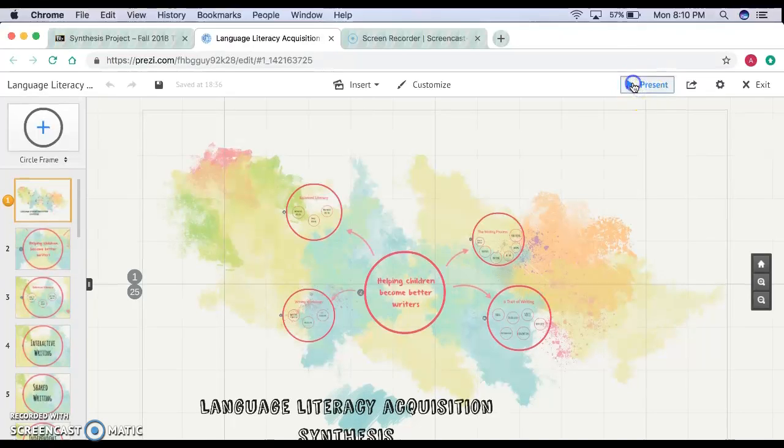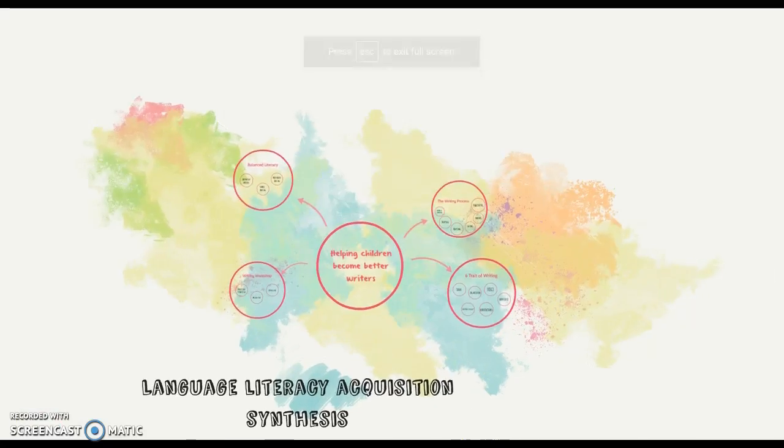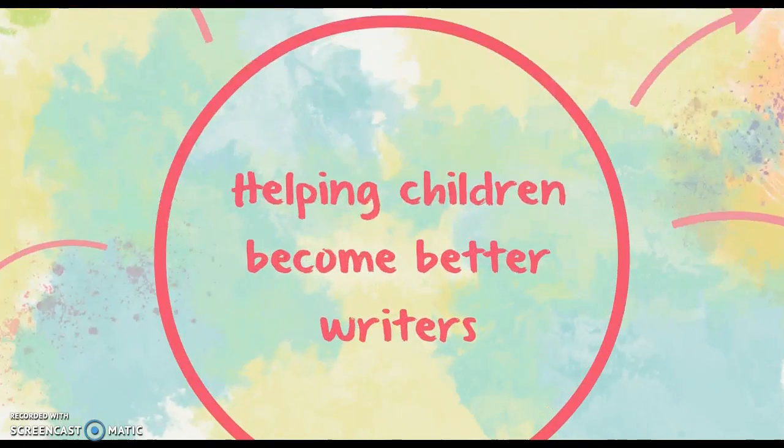My name is Alexis Killinger, and this is my language literacy acquisition synthesis. The whole point of this is helping children to become better writers.